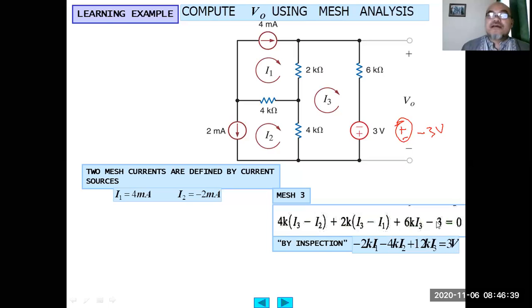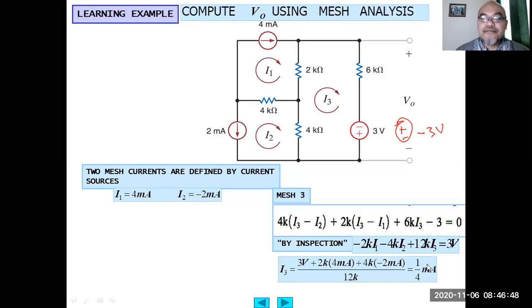Then the constant coming from the independent voltage source, we move it to the right-hand side of the equation, so it becomes equals to 3. So from here, we can calculate I3 from the system, because I1 and I2 are known, so we can just substitute them into this equation. Only I3 is unknown, and we obtain I3 equals 1/4 of a milliampere, 250 microampere.